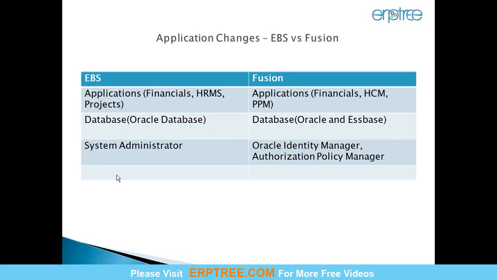In case of EBS, we have a System Administrator. In Fusion, we have Oracle Identity Manager and Authorization Policy Manager. Till release 11, we were using Oracle Identity Manager and Authorization Policy Manager, which would be equal to System Administrator. From release 12, they changed. They are not allowing us to access Oracle Identity Manager and Authorization Policy Manager. Now we have the Security Console concept, which would be equal to System Administrator related privileges in EBS. We'll see that anyway in the system.